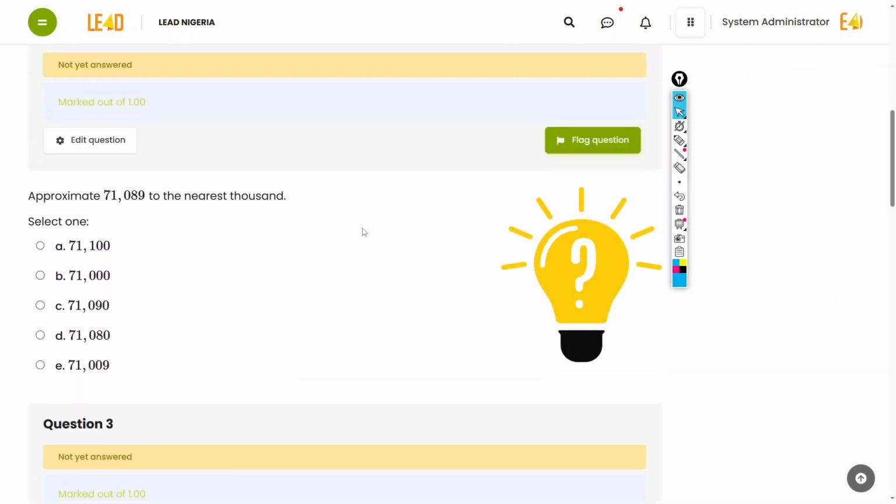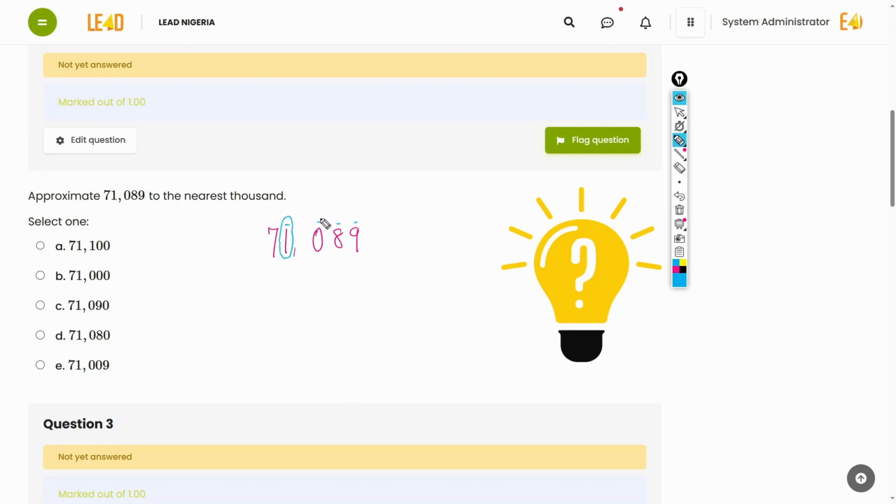Okay, so this says we should approximate to the nearest 1,000. So we have 71,089. My 1,000 position: 9 is units, 8 is tens, 0 is hundreds, 1 is thousands. So I'm rounding to this position here. Let me circle that.